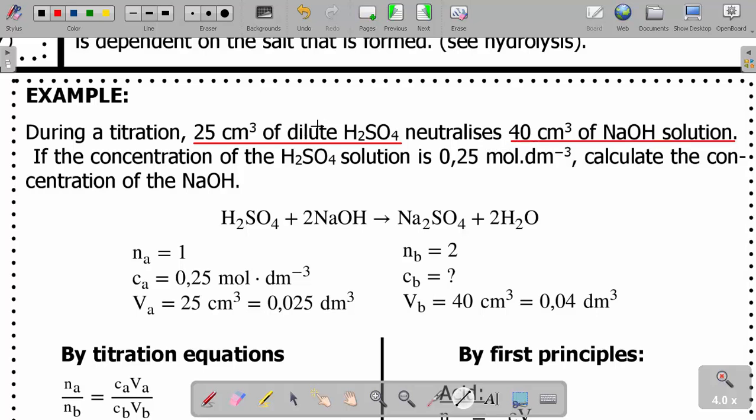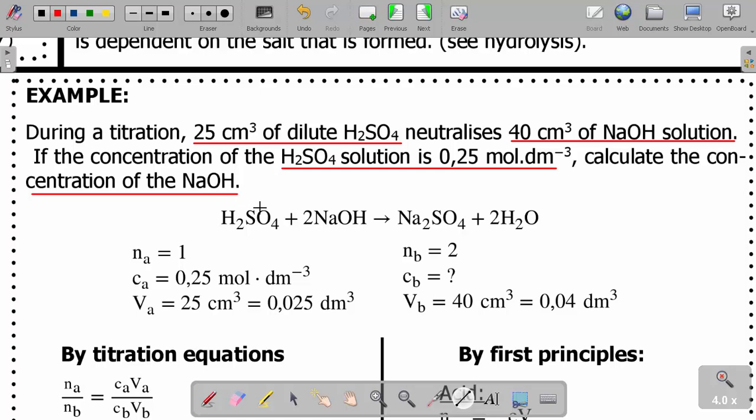So this is our acid, this is the base, and this is the volume of the acid, this is the volume of the base. All together, they say if the concentration of the acid solution is 0.25 moles, so now the concentration of the acid, that is the Ca, is 0.25 moles per decimeter cubed. They say calculate the concentration of the base. So I'm looking for Cb.